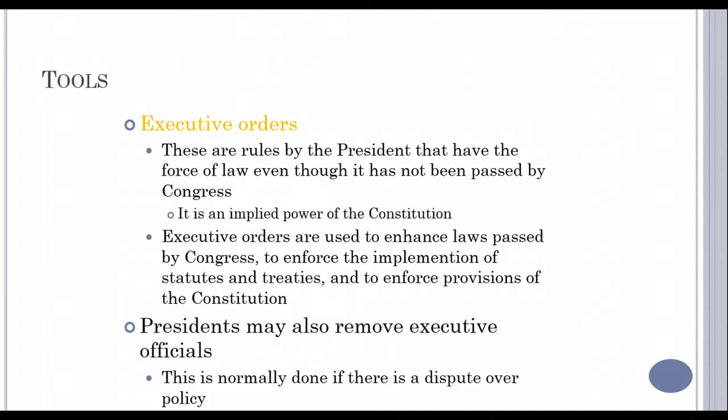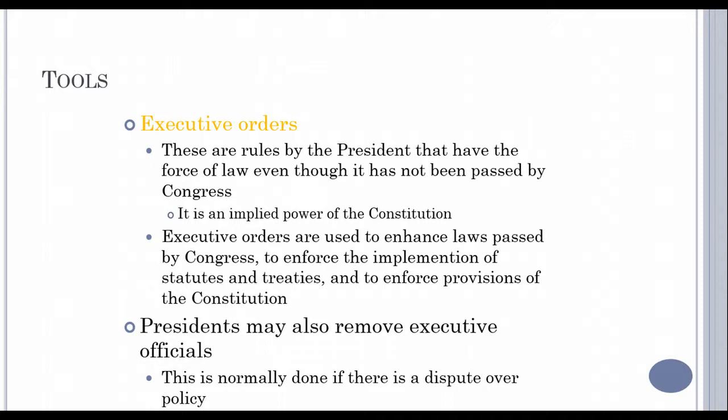Executive orders are used for the following reasons: to enhance laws passed by Congress, to enforce the implementation of statutes and treaties, and to enforce provisions of the Constitution. These are the only things that the president can do with their executive orders. They can't just all of a sudden declare that on Wednesdays everybody has to wear purple shirts. Alright, that is not the way that an executive order works.